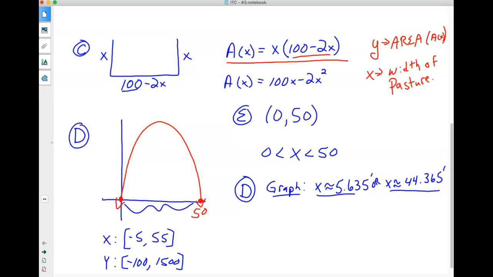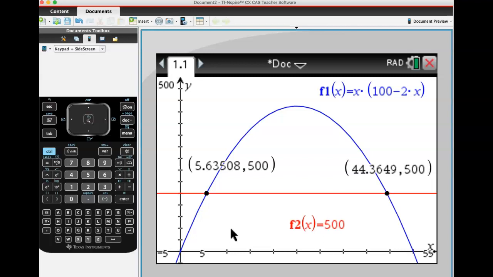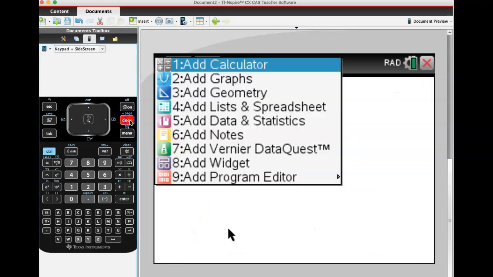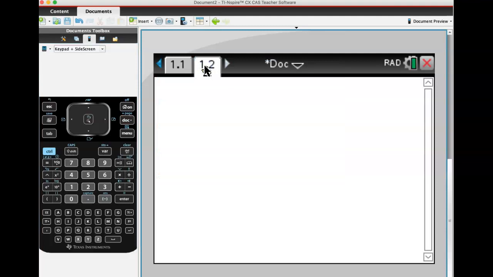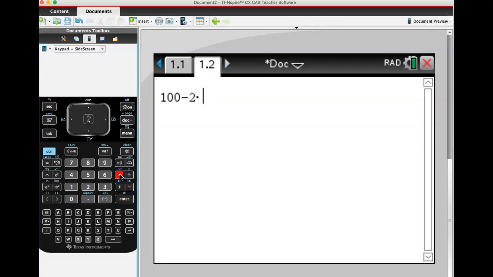They're saying, what are the dimensions if the area is 500 square feet? These are not dimensions. Those are just one of them. So I know my pasture is going to be 5.635 feet by, I'm just going to use my tick mark for feet, how many feet? Well, easy enough to grab your calculator, and we can add a page and add a calculator page and say, well, I know 100 minus 2 times, what was that?